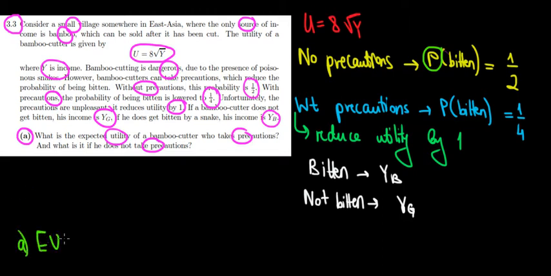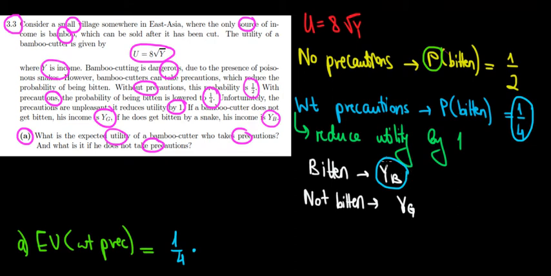The expected utility when we take precautions. So we're going to take precautions with precautions over here. Now, what is the probability of being bitten when we take precautions? Well, that's the probability of 1 over 4. So with the probability of 1 over 4, we would be bitten. If we are bitten, what do we have? We have a bad income, right? YB, so to speak. Now, we will have YB, but what is the utility that we expect from that income? Well, that's 8 square root of the income, meaning that we will have 8 times the square root of YB. That is with the probability of being bitten.